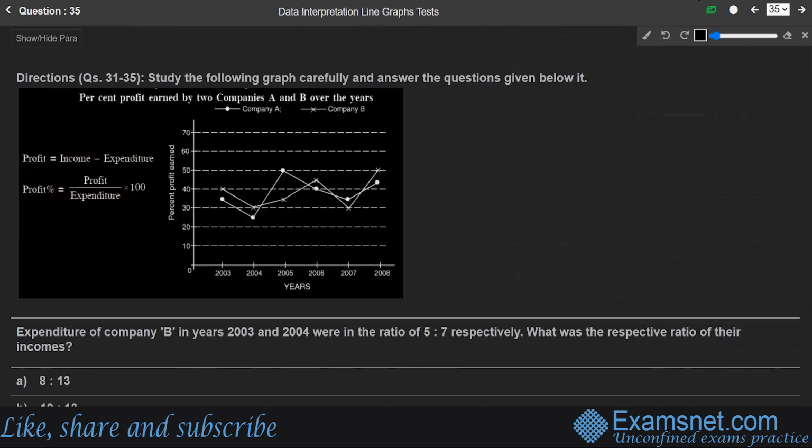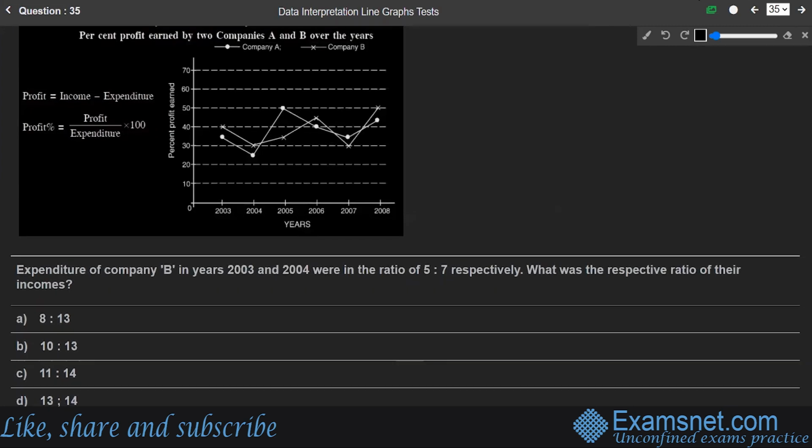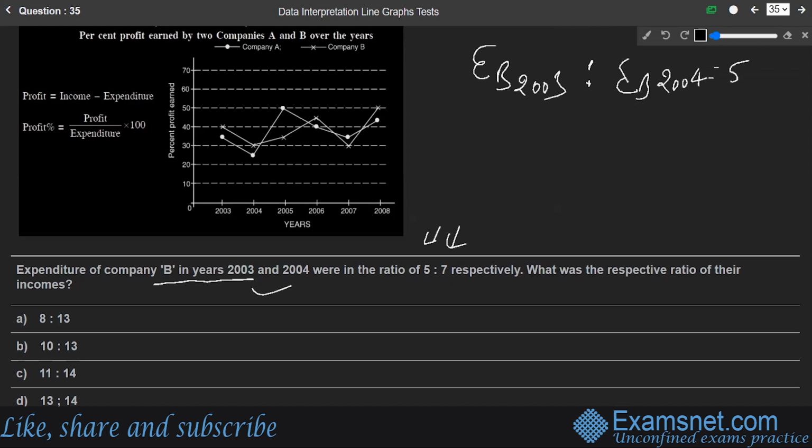Now, question number 35. For the same chart, we are supposed to calculate another different thing. What is that? Expenditure of company B in the years 2003 and 2004 were in the ratio 5 is to 7 respectively. What was the respective ratio of their incomes? So clearly, the ratio of the expenditure is given, and from that we are supposed to find out the ratio of incomes. So let us write what all he has given. Expenditure of company B in 2003 is to expenditure of the same company B in 2004 is given as 5 is to 7.